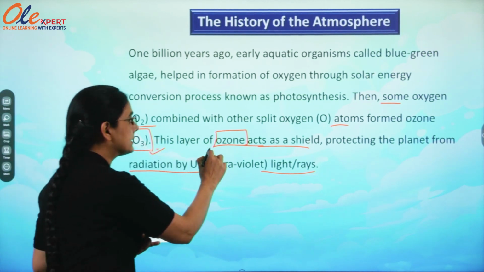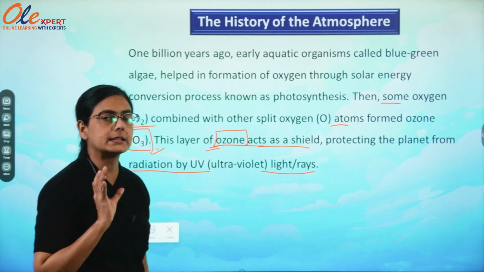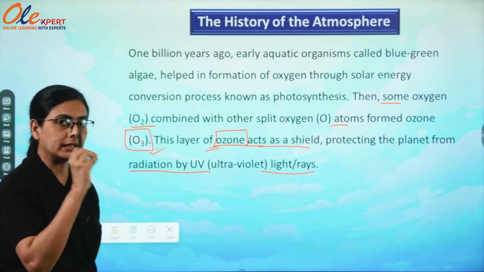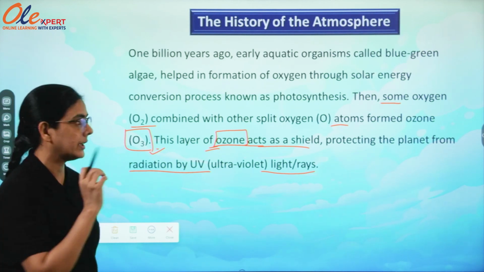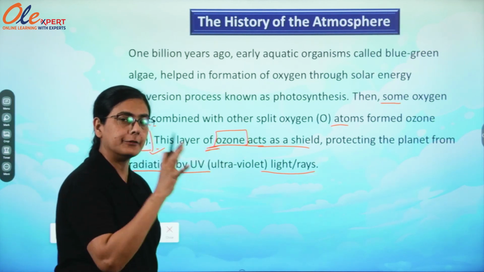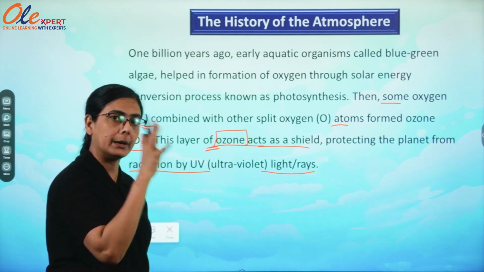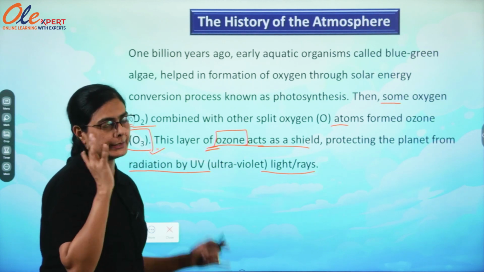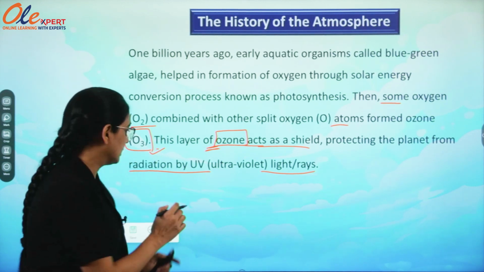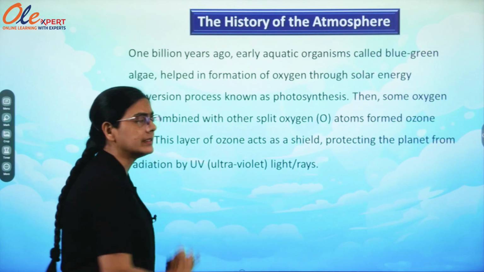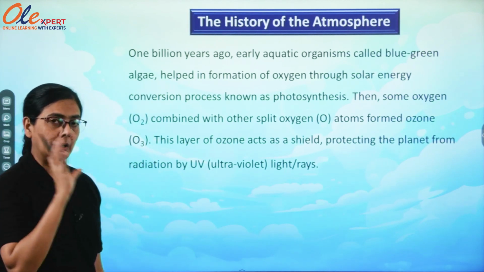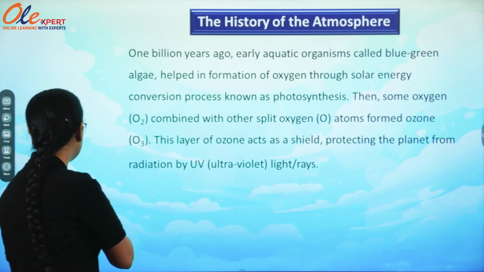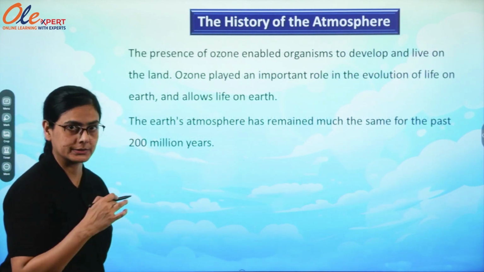So this is the layer. Basically, the ozone layer is the basic need of our atmosphere to protect it from the harmful rays coming from the solar energy. The atmosphere is getting protected. Okay, so this is the main one. This one layer is working as a blanket around the Earth.